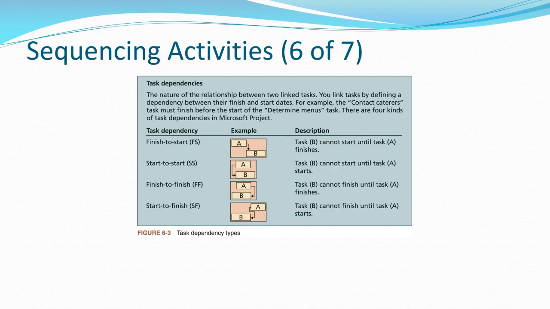For example, if you are watching a movie, and you want the sound and the pictures to end at the same time, they would have a finish to finish type relationship. And then start to finish means task B, the second task, can't finish until A starts. So it's linear and sequential. Again, we see a lot of this in Microsoft Project, for example.